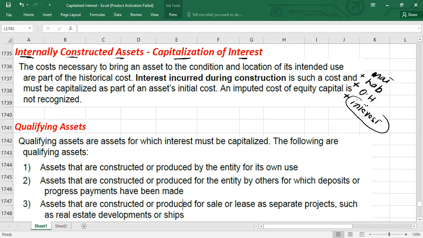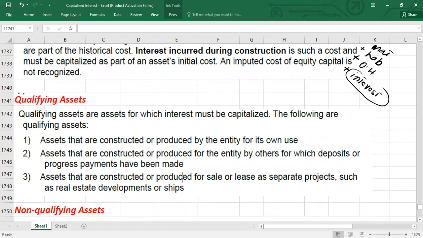So here you should remember, guys, it's really important. We can capitalize interest only for qualifying assets. These are the qualifying assets which you should remember. Point number one: the assets that are constructed or produced by the entity for its own use. If you have constructed any asset, or produced any product or asset for your own use, that is called a qualifying asset. For qualifying assets, you can capitalize the interest cost.